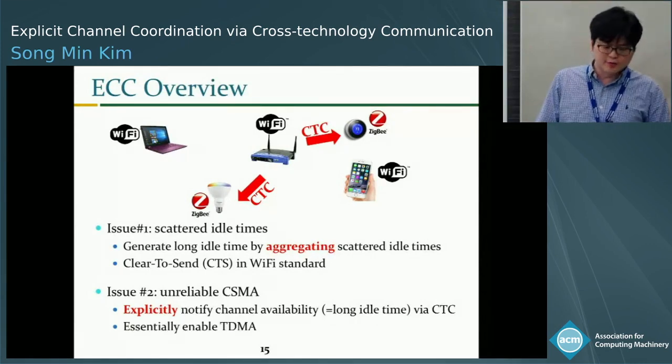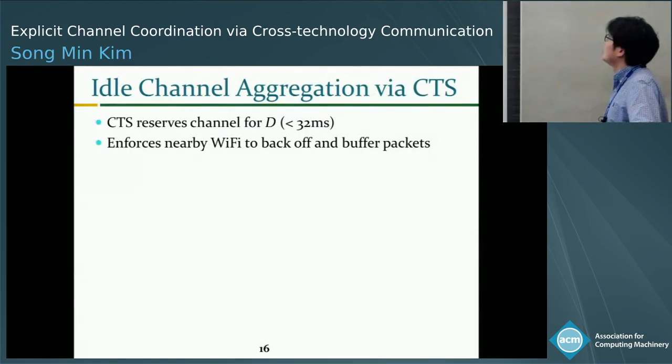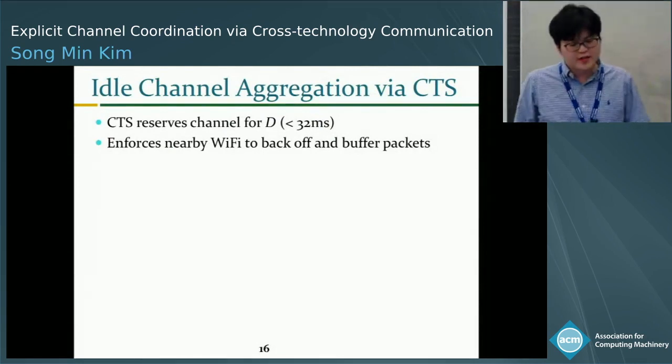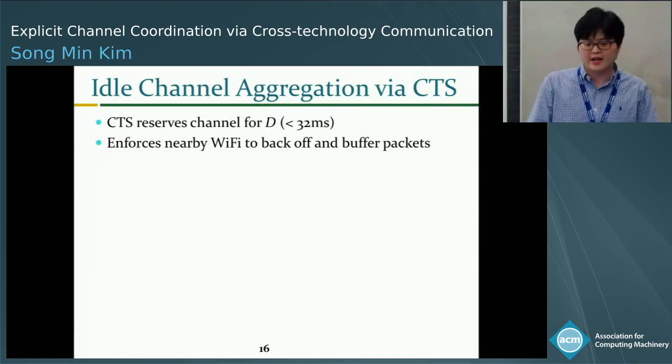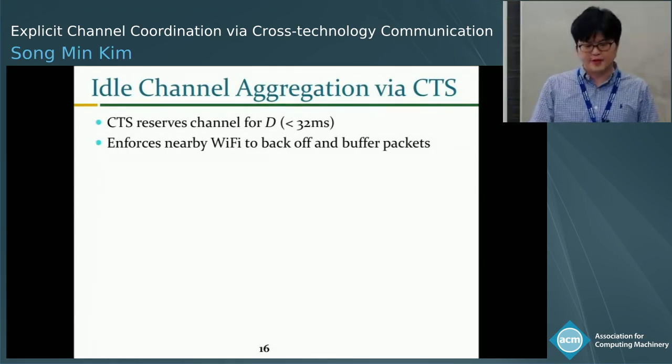This essentially enables TDMA between Wi-Fi and ZigBee. Let me give you some details starting from the idle channel aggregation via CTS. CTS forces nearby Wi-Fi to back off and buffer packets. So using this, can we actually aggregate scattered idle times to generate long idle times usable by ZigBee?